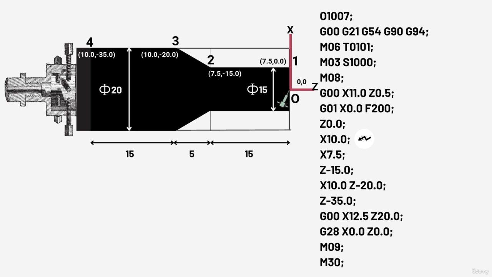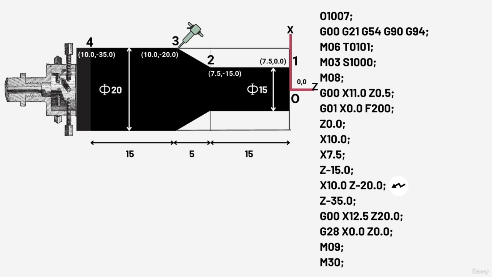Now to get the tool smoothly to point 1, we need to first get the tool to one of the diametrical ends of the workpiece. So for that we shall write X10.0. Now we will begin maintaining the 15 mm diametrical cut as desired by the end product by giving the command X7.5 followed by Z minus 15.0. Now again the 20 mm diameter has to be maintained till 5 mm span in the z-axis.